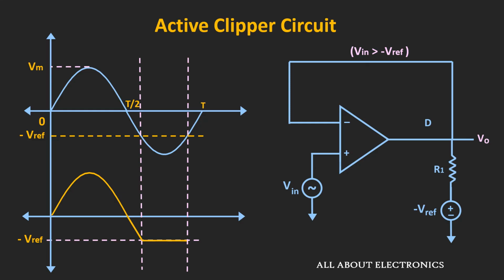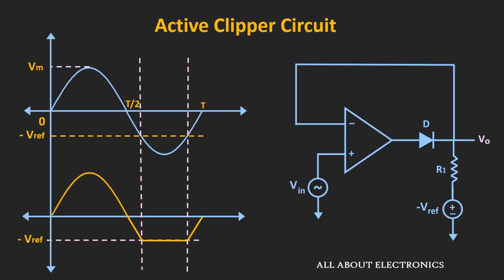So during this period, when the input voltage is greater than the minus V reference, at that time the output voltage will follow the input waveform. So in general, if we see the output waveform of this clipper circuit, then it will look like this. That means this circuit clips any waveform which is below the minus V reference.